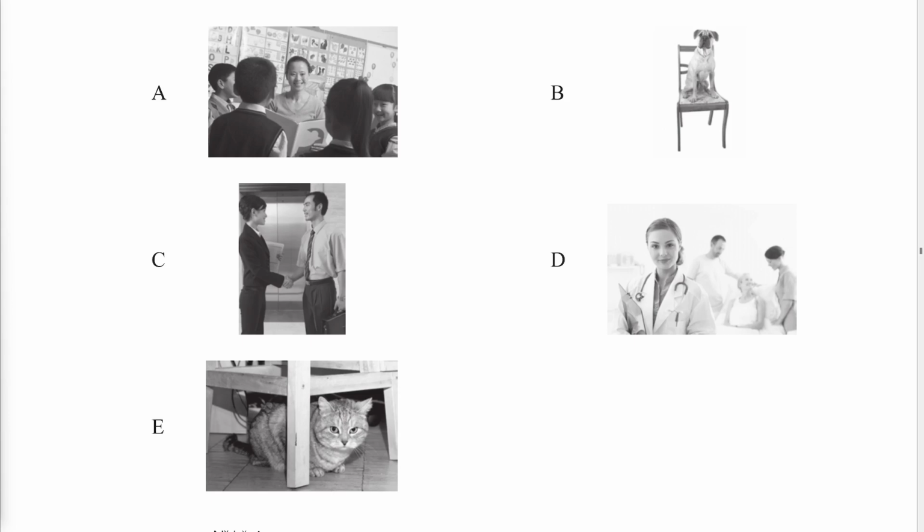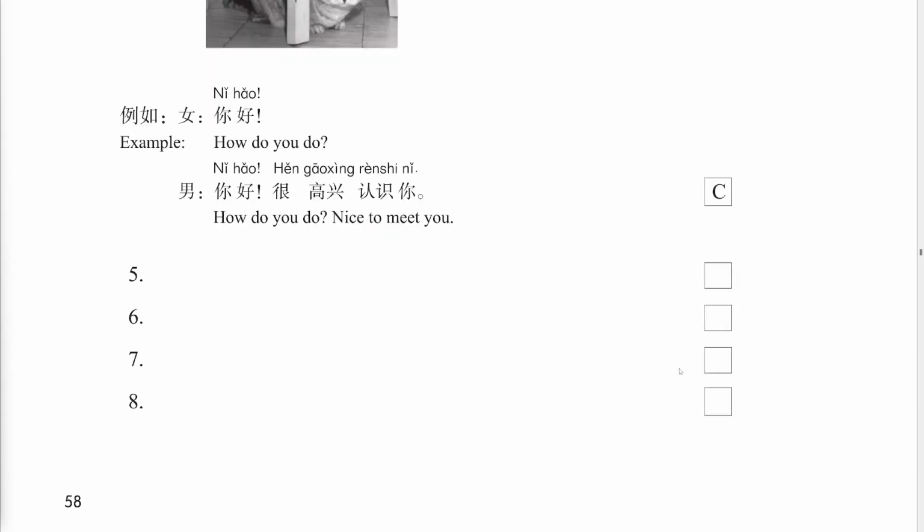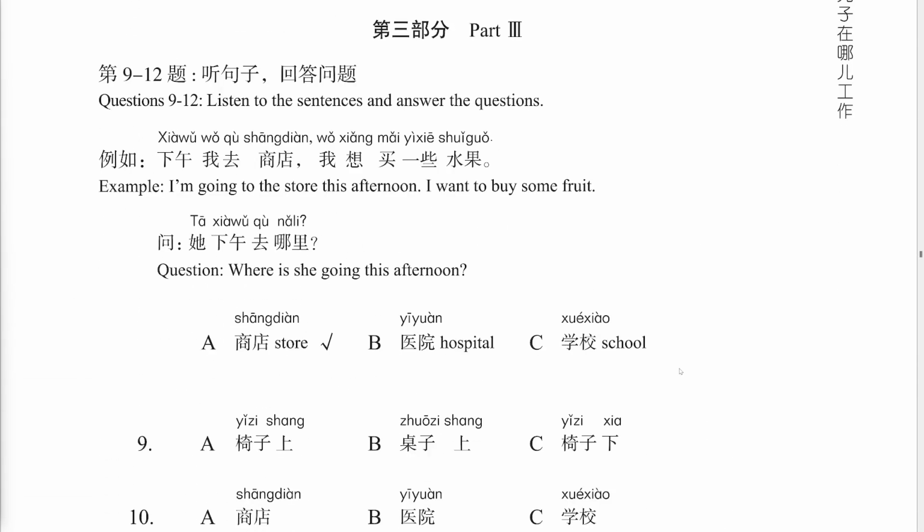七、我的狗在哪儿？在椅子上面。B. 非常好。八、你朋友在哪儿工作？他是医生，在医院工作。D. Very good. Okay, we'll try to finish this part.